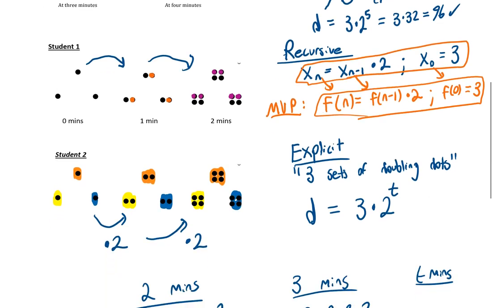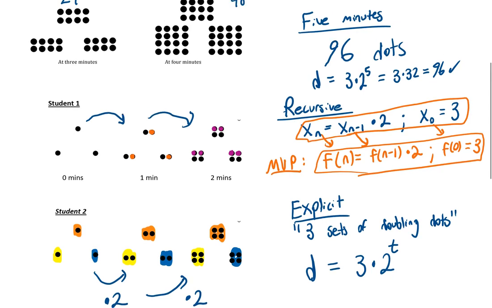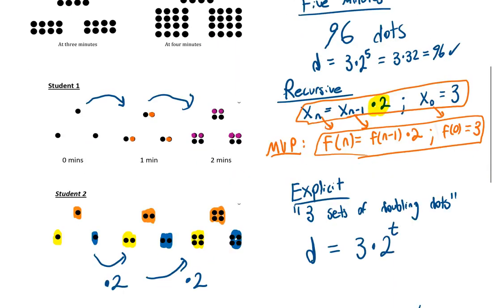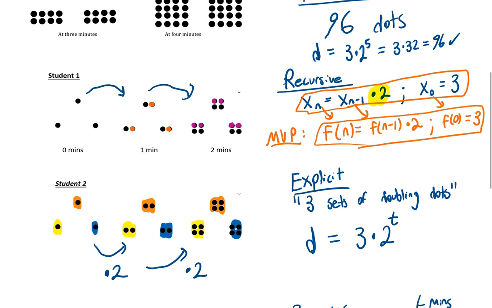And so those are all the representations for this task. Again, it's a develop understanding task. So what you should notice at this point is that in a geometric sequence, instead of adding in our recursive formula, we're multiplying, and in our explicit formula, instead of two times t like we previously had, we have two to the t power, because repeated multiplication is represented by exponents.